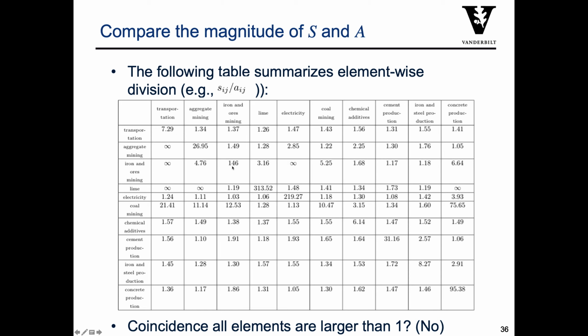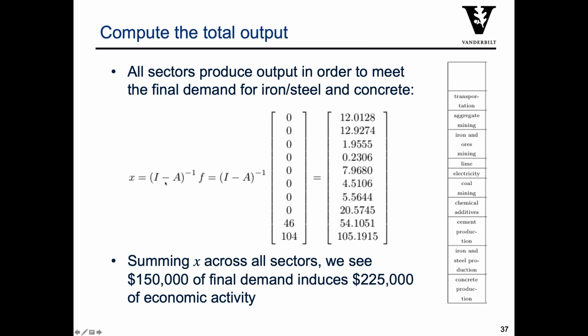So, for example, iron and ores mining, there's a lot of total output from that sector relative to the amount of intermediate output required for that sector. And it's not a coincidence that all the numbers are greater than 1. Occasionally you'll see things like infinity. That's because if Aij happens to be a 0, then obviously that term will go to infinity.